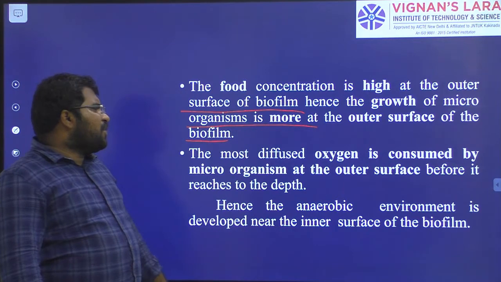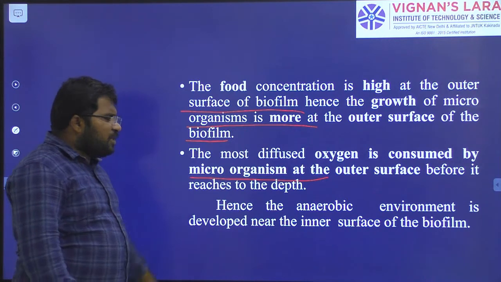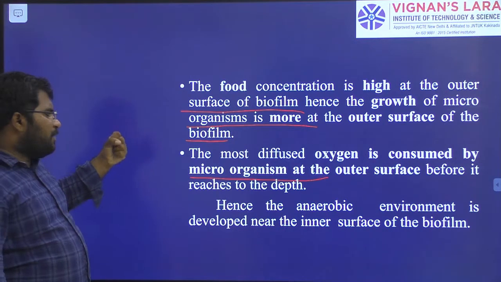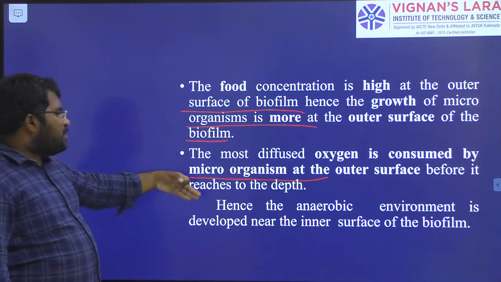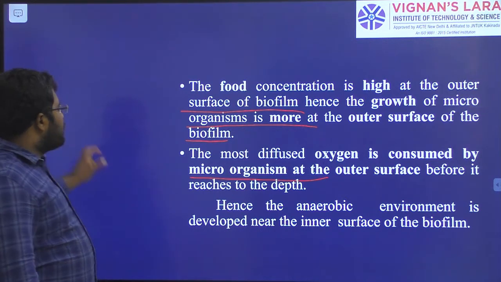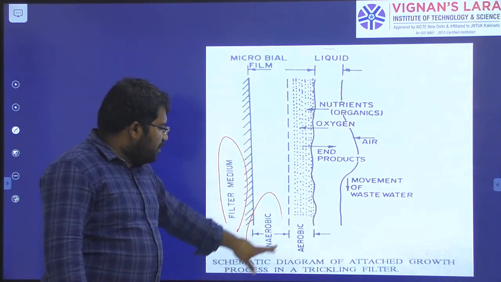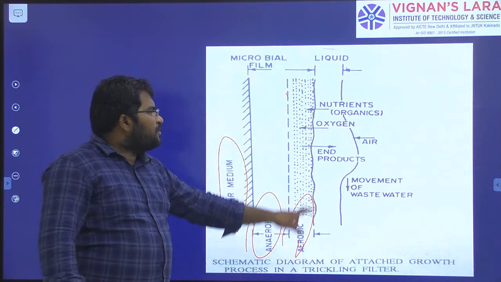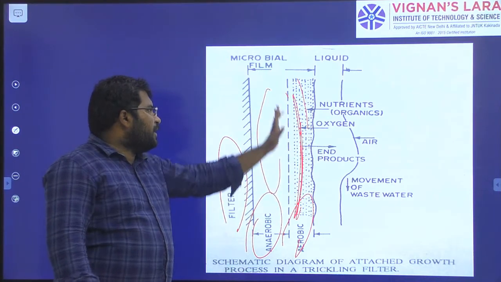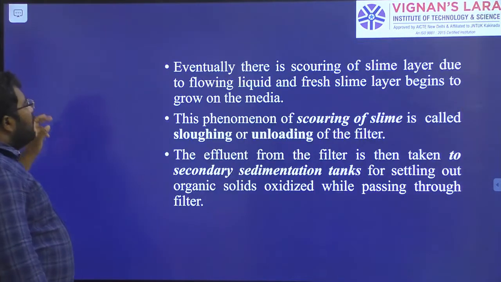Okay. Most of the diffused oxygen is consumed by the microorganisms at the outer surface before it reaches the depth, right? So once it reaches the depth, the oxygen and the food material will have been extracted by the biofilm. Next, hence the anaerobic environment is developed near the inner surface of the biofilm. That we know. Next, see here, this is the filter media, this is the anaerobic layer, this is the aerobic layer, right? This is the only one that gets all the food as well as the oxygen, right? This one won't get any oxygen, and it is going to die, and automatically it is going to get removed, right?